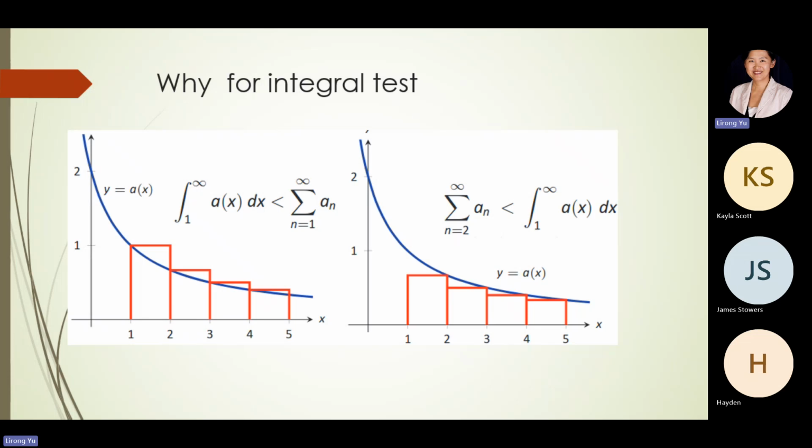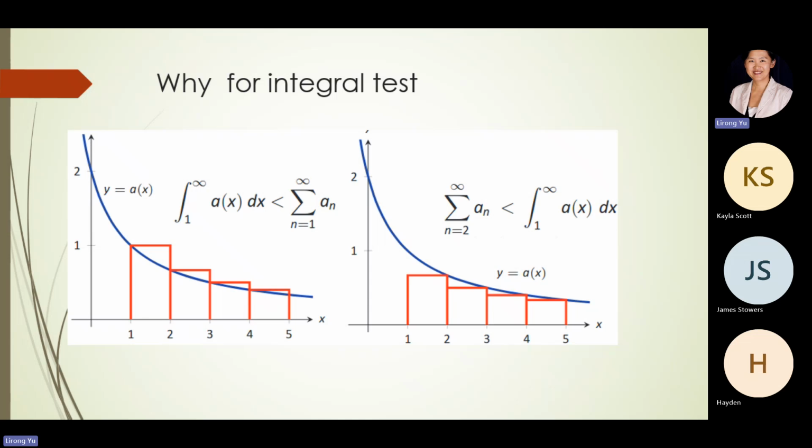So that concludes this idea that the series and the integral converge at the same time. Another statement is that they would diverge at the same time. For example, if the integral diverges, meaning the integral is infinity, and the series is bigger than infinity, then according to the left side picture, the series will also diverge.